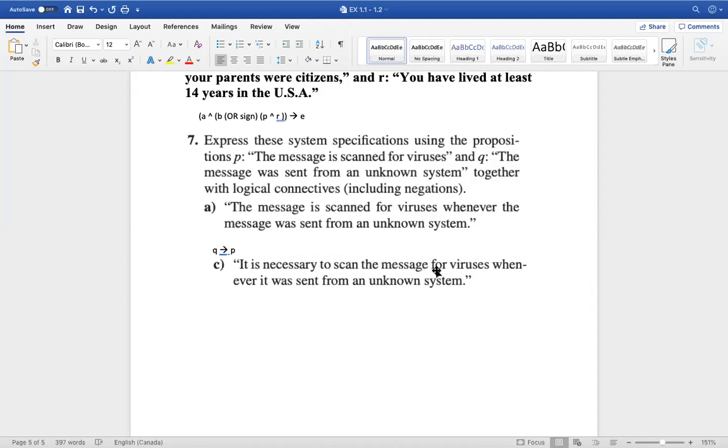So it is necessary to scan the message for viruses whenever it was sent from an unknown system. So again, we have the keyword here, necessary, right? So we know that this is implication. Whenever it was sent from an unknown system, we examined this and we came to know that it is the assumption. So we say Q, and then we know necessary is another keyword for implication. So we say implies. It is necessary to scan the message, which is P. Okay. So we will say whenever it was sent from an unknown system, it is necessary to scan the message for viruses.